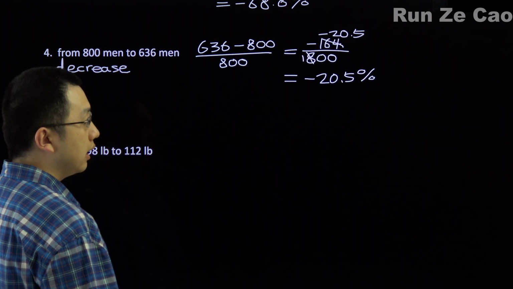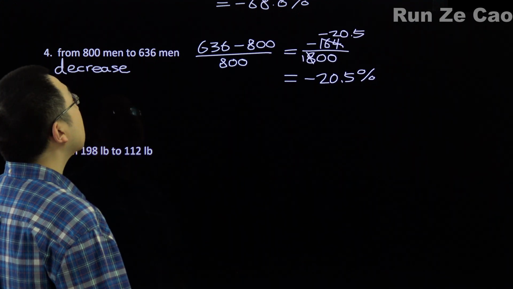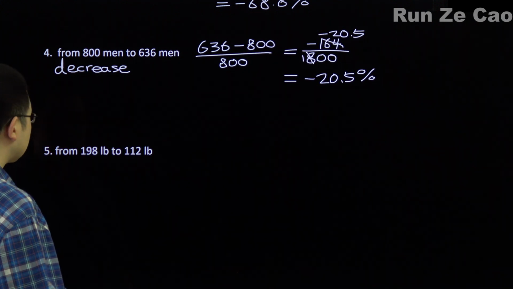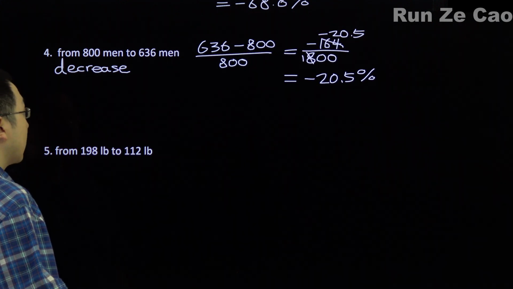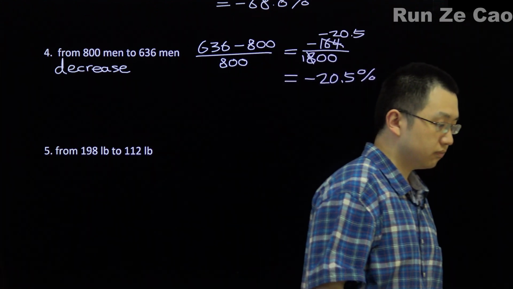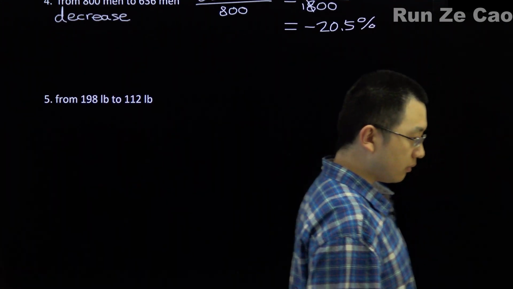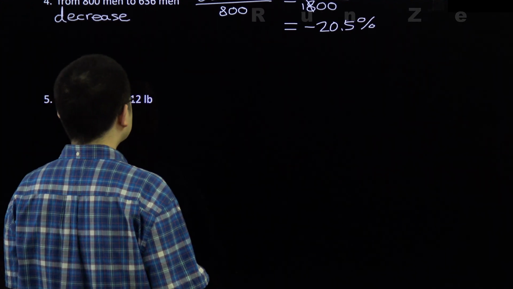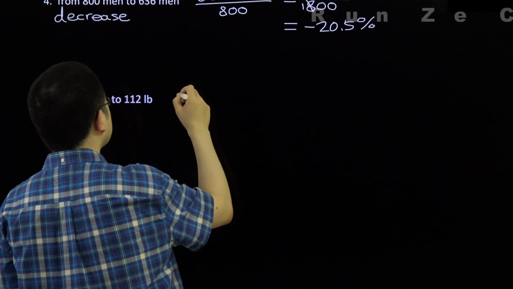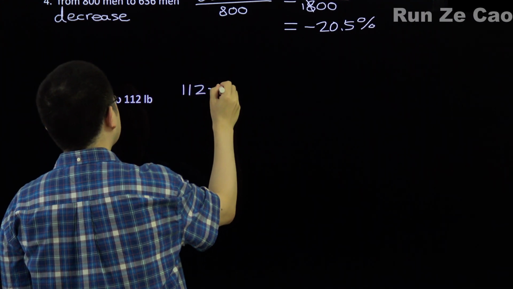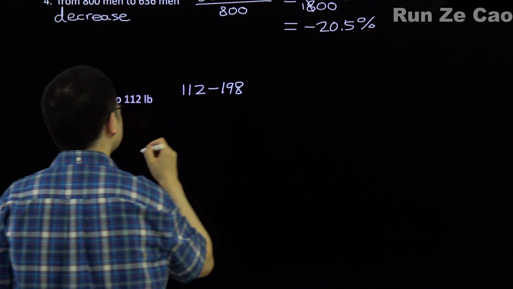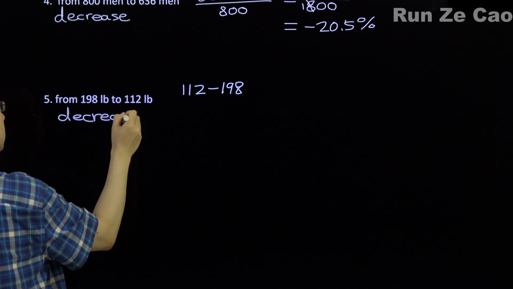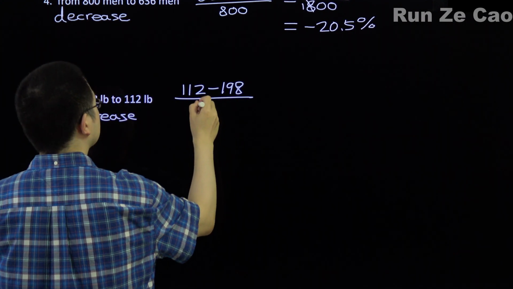Yeah. The percent change is negative 20.5%. The percent decrease is 20.5%. From 198 pounds to 112 pounds. Well, you're looking at the new minus the old, which means this is pretty obviously a decrease. And you divide by the old.